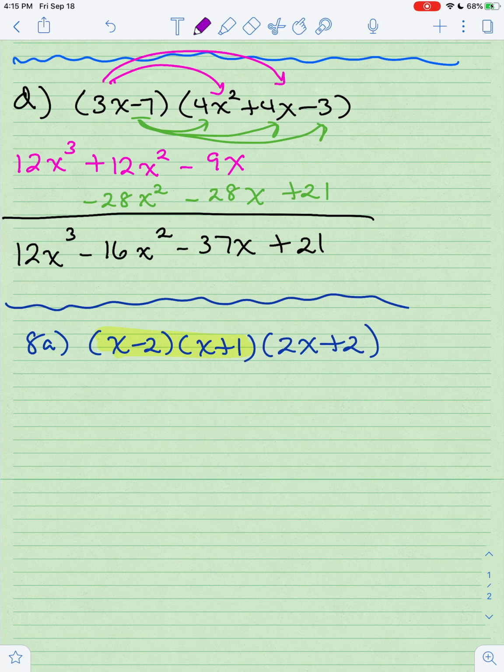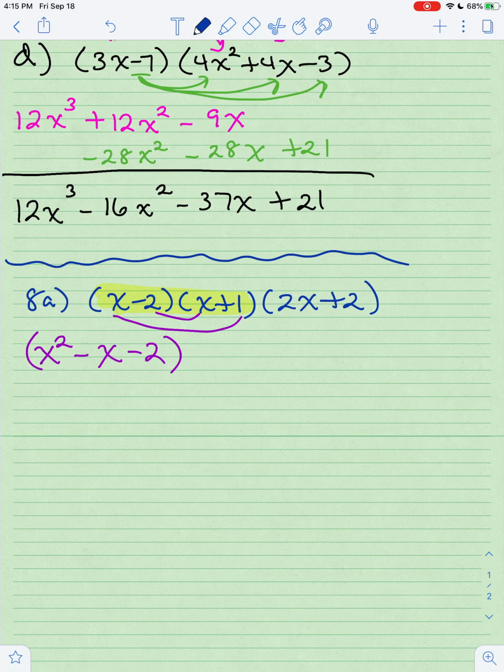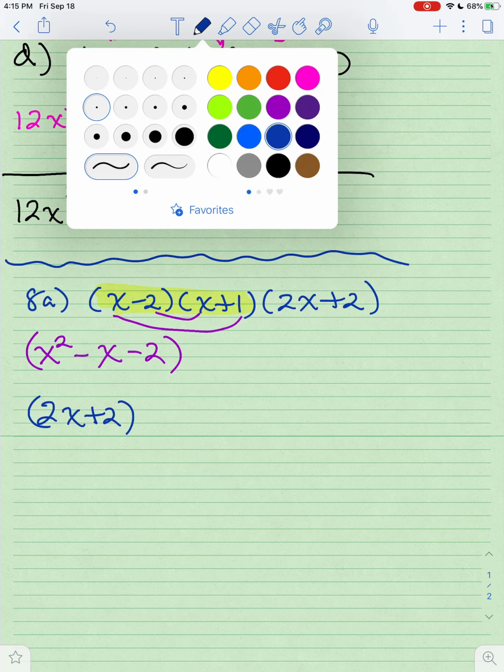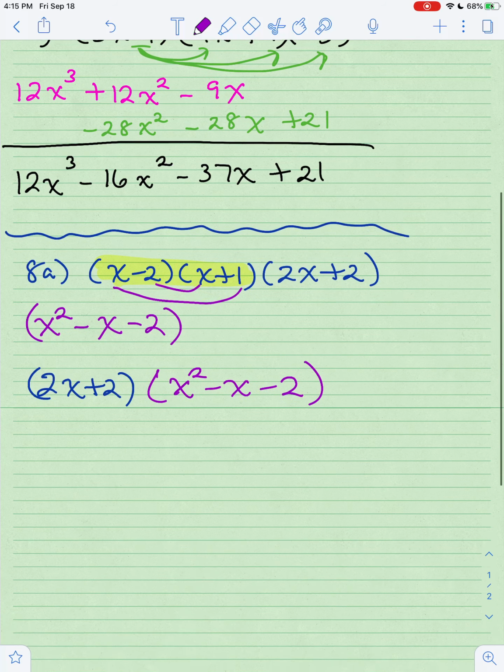I'm not going to show quite as many steps because I want us to get quicker at these. So x times x is x squared. And then I do outers plus inners. So it's 1x take away 2x, so 1 minus 2 is negative 1x. And then if I do negative 2 times 1, I get negative 2. So that's that first product. And now I want to multiply it by the 2x plus 2. I like to have the binomial written first, so I'm going to do that: 2x plus 2 times our new polynomial that we formed, x squared minus x minus 2.